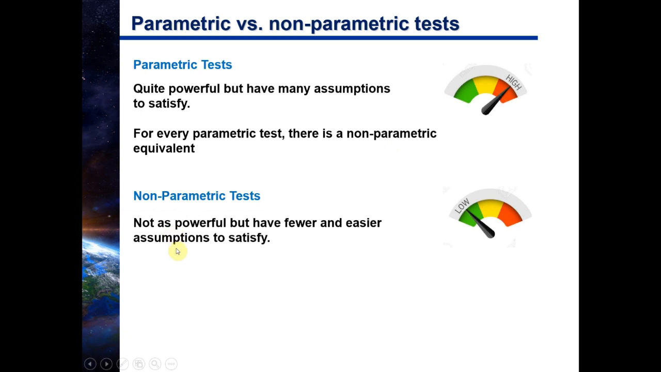So non-parametric tests are not as powerful, but they have fewer and easier assumptions to satisfy. Again, if we look at the parametric tests, if we violate assumptions, going by the book, we should run the non-parametric equivalent test. The reason we don't do this unless we really have to is because we might have found a significant effect with these tests because they're so powerful. But when we run their non-parametric equivalent, we could lose that significant effect. So we try to stay away from these when we can.